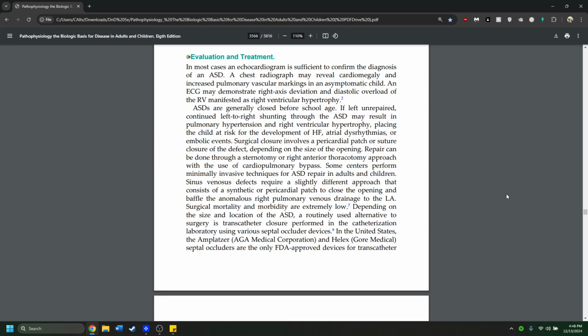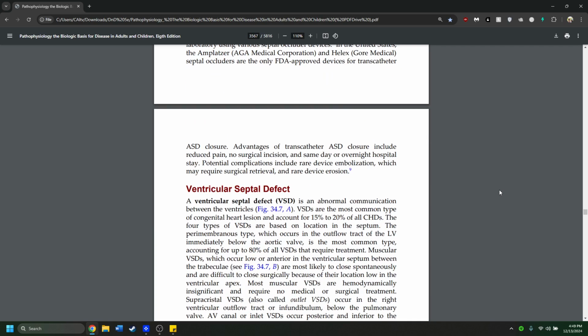A routinely used alternative to surgery is transcatheter closure, performed in the catheterization lab using various septal occluder devices. In the United States, the Amplatzer and Helix septal occluders are the only FDA-approved devices for a transcatheter ASD closure.